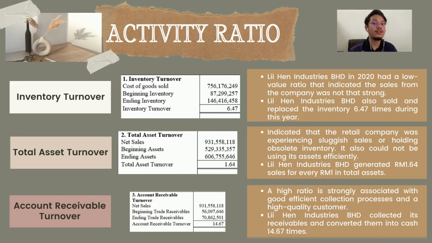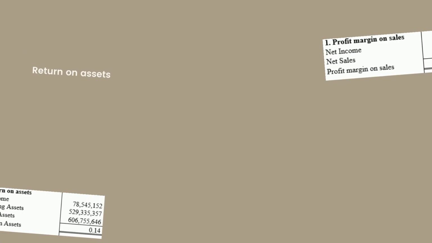Lastly, account receivable turnover. The amount for receivable turnover is recorded the highest amount. It is because a high ratio is strongly associated with a good, efficient collection process, and a high quality customer base. However, LIQUIDITY Industry collected its receivables and converted them into cash 14.67 times.